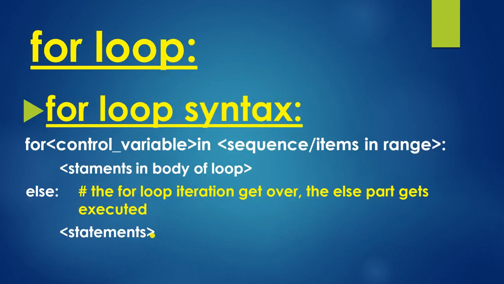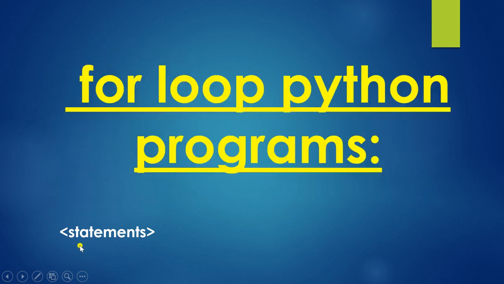Okay, so now this is the syntax of your for loop. For is a keyword. Now you have to write the control variable, then use the keyword in, then the sequence. It is a block, so you have to use the colon symbol. Now you have to write the statements in the body of the loop, and the else part is there. This else part is executed when the for loop iteration gets over. When the for loop terminates normally, then this else part will execute. Next is your for loop Python program.